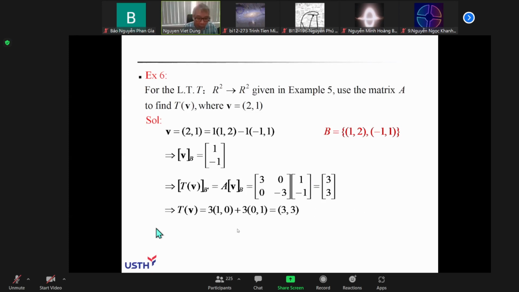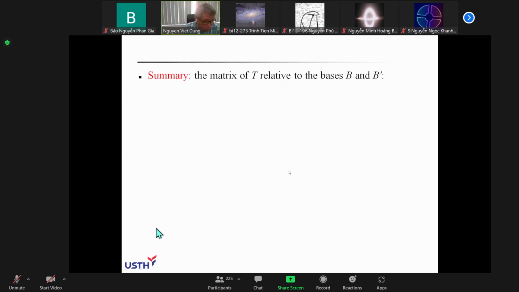Or you can verify T of V equals that. Again, we get that one. And in that case, B prime should be remembered to be that one. And you can verify by some other way, so I will not do it here.